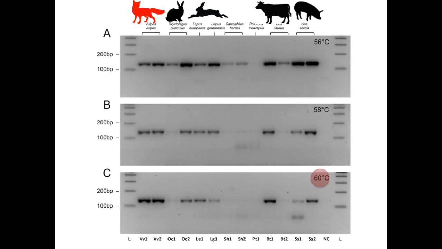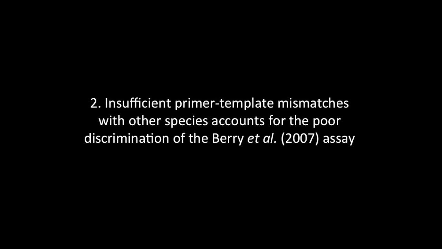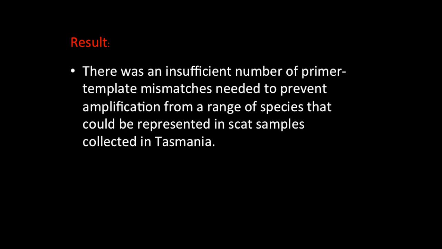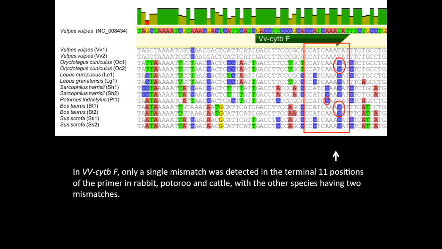Increasing the annealing temperature to 60 degrees Celsius only slightly decreased the intensity of unspecific PCR products compared to the lower annealing temperature of 58 degrees Celsius originally used by Berry and reported in 2007. At 60 degrees, DNA from rabbit, hare, cattle and pig was readily amplified. Overall, we found there was an insufficient number of primer template mismatches required to prevent amplification from a range of species that could be represented in scat samples collected in Tasmania.